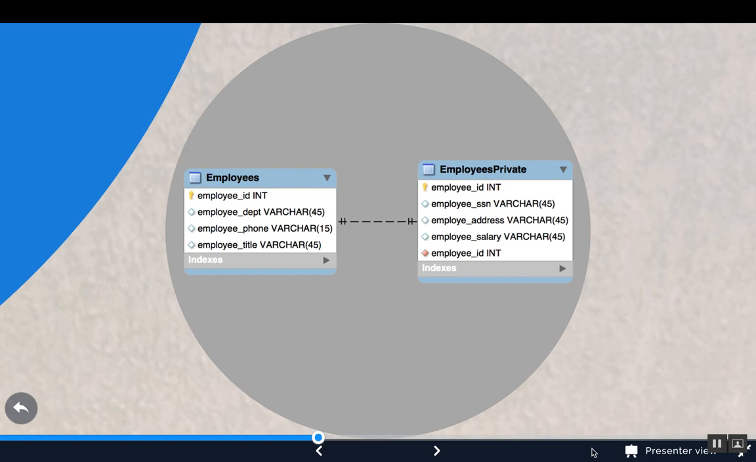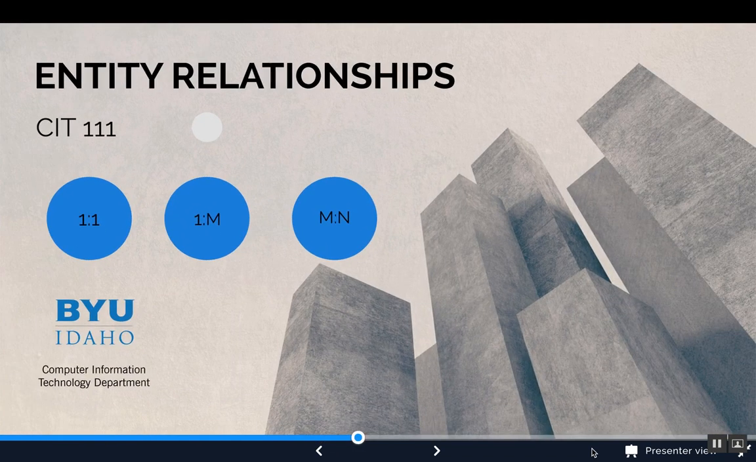There would be a one-to-one relationship here because each employee would have one and only one private information about them. And the private information about each employee belongs to one and only one employee. Let's look at the one-to-many relationship.